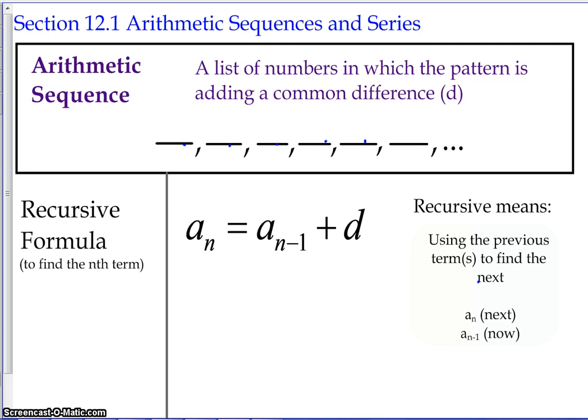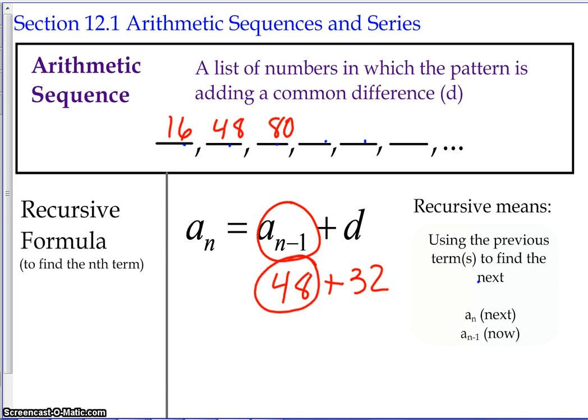What recursive means is we use the previous terms to find the next one. So the next term is the current term plus the difference, okay? Let's go back to our original problem, where we were dealing with how far it fell. I think we started at 16 and 48, and we were adding 32 each time. So wherever we were, whether it be 16, 48, or 80, we just have to add that difference each time, and we figured out it had to be 32.